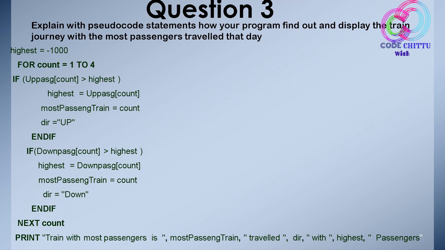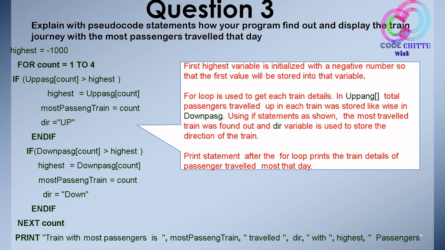Here you can see that highest has to be initialized with 0 or a negative number, and then a for loop, and inside the for loop, each statement. So let us see the explanation now. The first highest variable is initialized with a negative number so that the first value will be stored into the variable. What is the purpose of this? First a value has to be stored, then only can we compare the next. So I just initialize it with a negative number or 0.